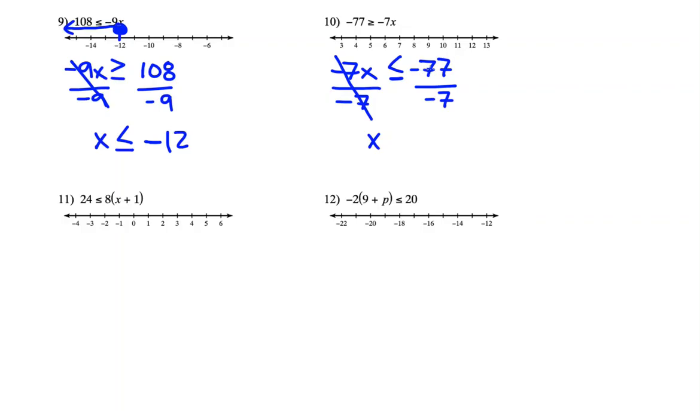And on this side, I have negative 77 divided by negative 7. A negative divided by a negative is a positive, and 77 divided by 7 is just 11. And because I divided by a negative, I flip the sign. So less than or equal to becomes greater than or equal to. So it's going to be 11. And I fill that in because 11 is a solution because it's greater than or equal to 11. And x is also all the numbers more than that. So going this way, going on forever here.